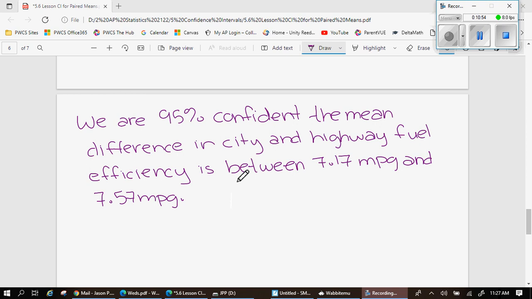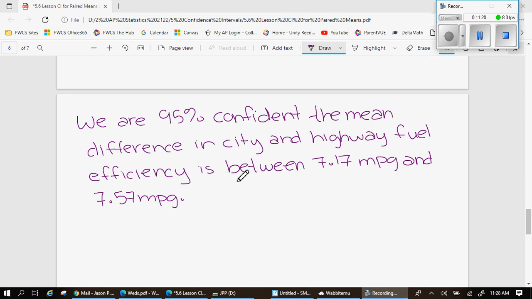So we're going to use the same sort of structure to our interpretation, just making sure that we're saying the right parameter. This time our parameter is not just a sample mean. It is the mean difference. So we're 95% confident about the mean difference in city and highway fuel efficiency. We put our context in there, and it's between 7.17 miles per gallon and 7.57.